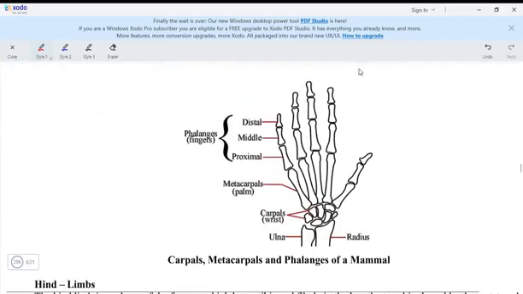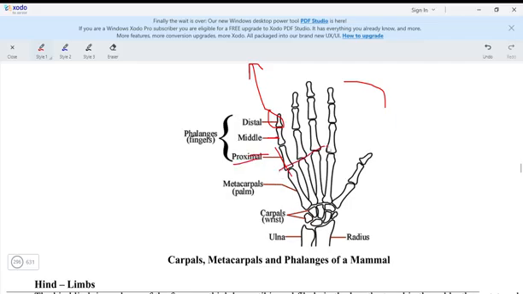So this is what we call phalanges. Those at the end are distal, from the word distance, they are far. Those in the middle are the medial. Then those close to the body are proximal, like proximity, closeness. So that's for the phalanges.